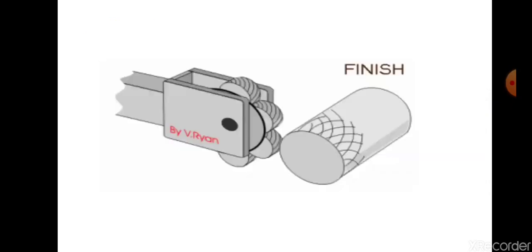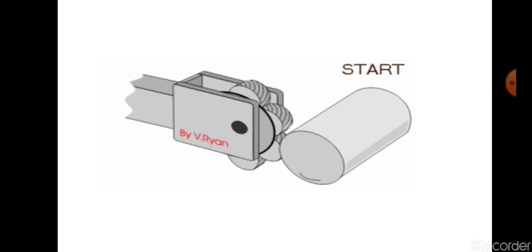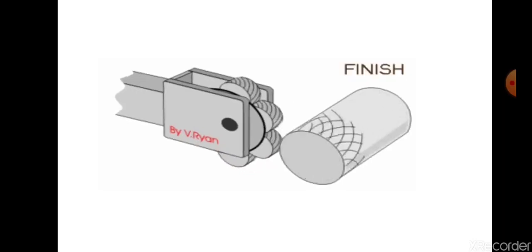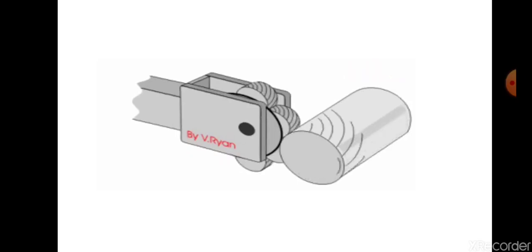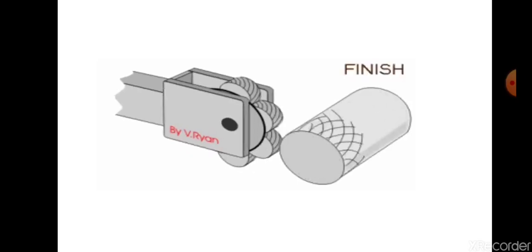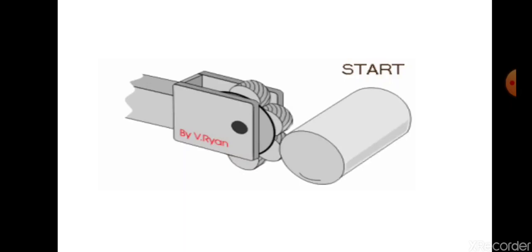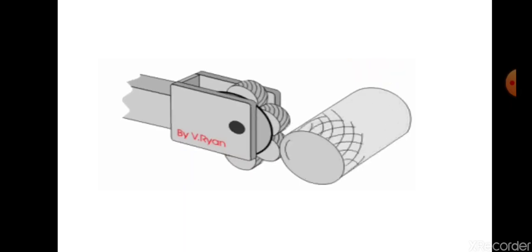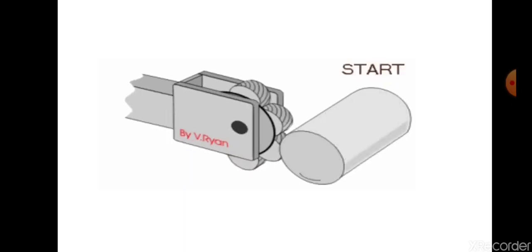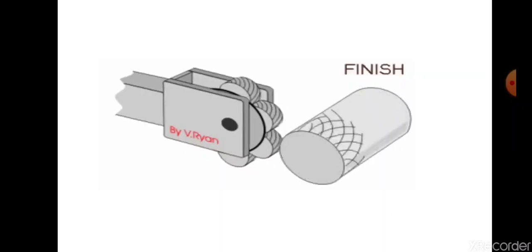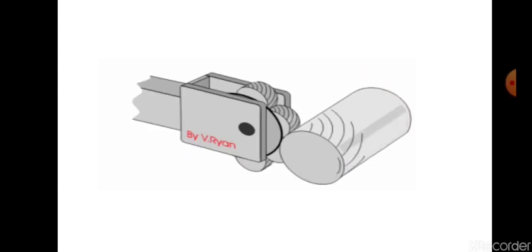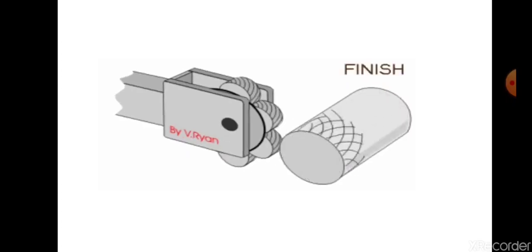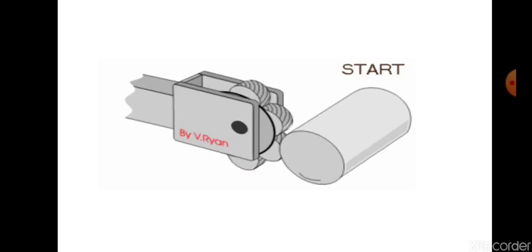You can see the animation here, which will tell you how exactly the knurling process takes place. On the left-hand side you have the knurl tool, and on the right-hand side you have the workpiece. Initially the workpiece is flat and does not have any surface pattern, but when the tool comes in contact with the rotating workpiece, the impression of the tool falls on the workpiece. This is how the knurling operation takes place.